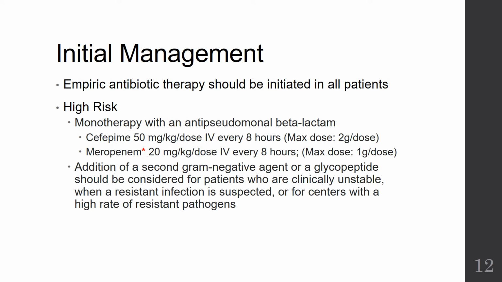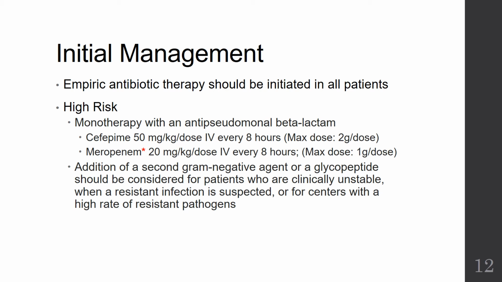So for initial management, it should be noted that empiric therapy is going to be recommended for all patients, regardless of being high or low risk. And so for our high risk patients, again, these are going to be getting IV therapy. Recommendation is for monotherapy with an anti-pseudomonal beta-lactam. And so that's a little bit broader recommendation than the 2 antibiotics I've listed, but these 2 listed here tend to be commonly used agents. And I'll even say that cefepime is the most commonly used agent for empiric therapy.